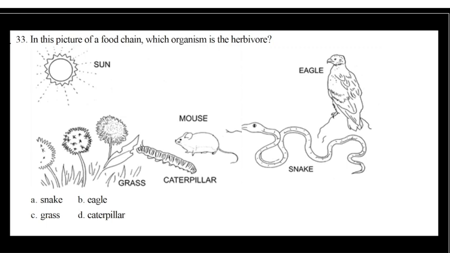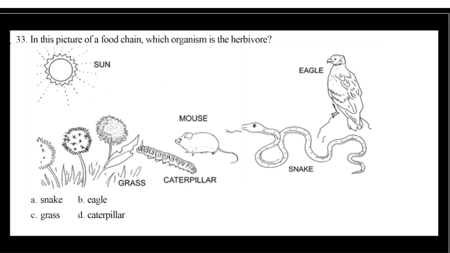Very good, you chose that. Why did you choose that? Because the caterpillar is eating grass. That's how it gets its energy. Now, the caterpillar is a consumer, but what type of consumer is it? It's a herbivore. Very good.